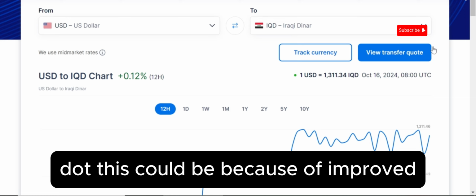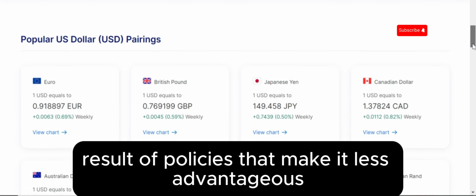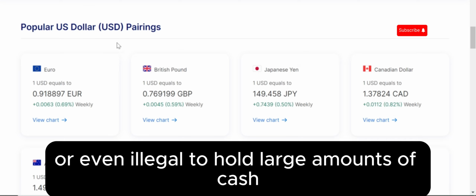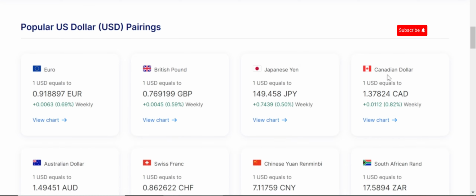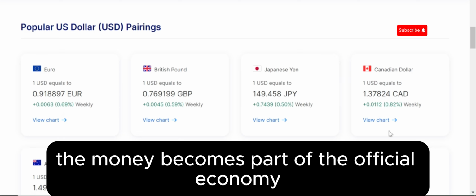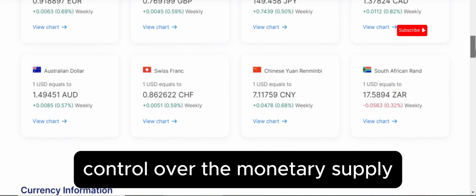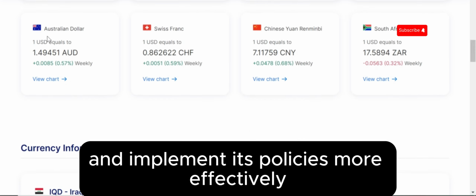This could be because of improved trust in the banking system or a direct result of policies that make it less advantageous or even illegal to hold large amounts of cash outside the banking system. When people deposit their hard currency into banks, the money becomes part of the official economy, allowing the central bank to have greater control over the monetary supply and implement its policies more effectively.